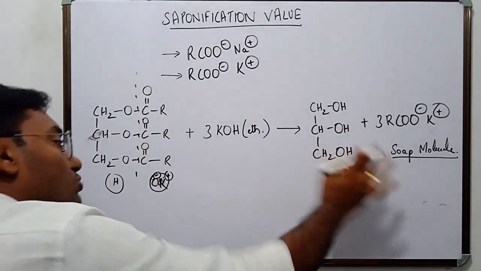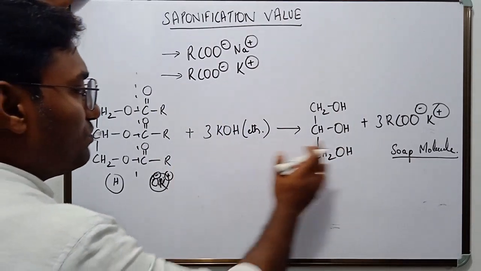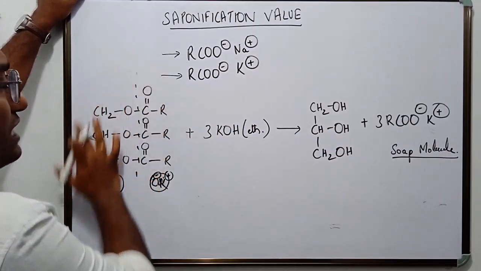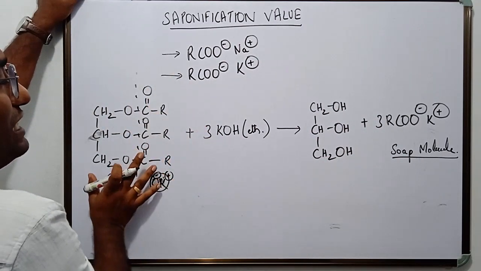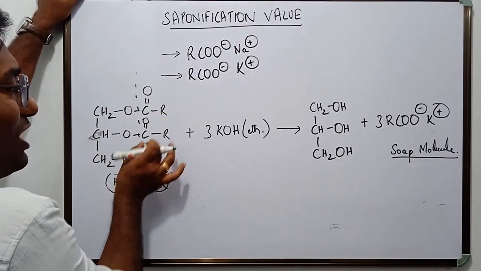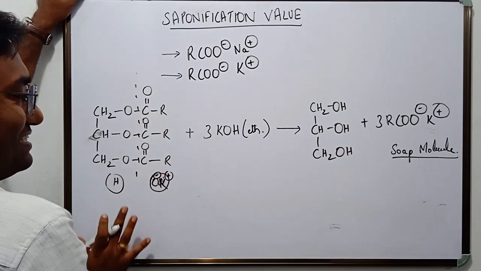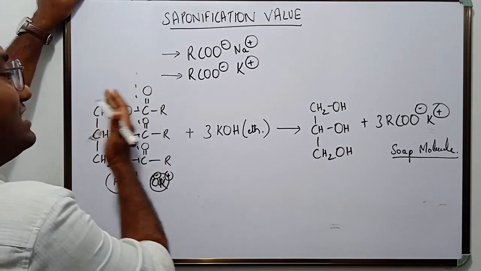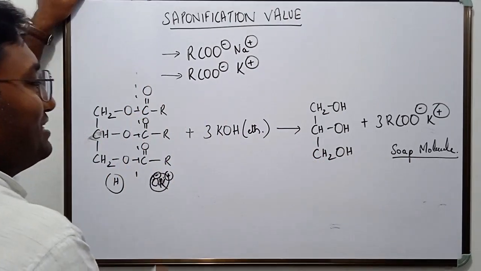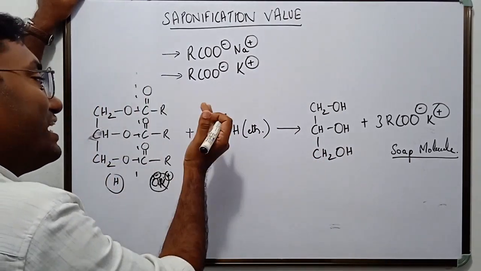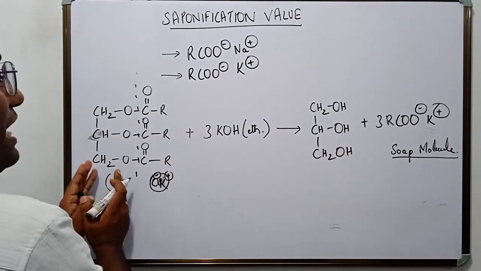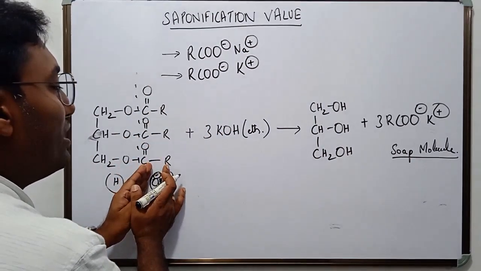What would be the outcome? If you look at this, this triglyceride molecule is actually a triester of long chain carboxylic acid, correct? So what happens if ester is hydrolyzed? The answer is, when ester is hydrolyzed, it splits into its component alcohol as well as its component acid.